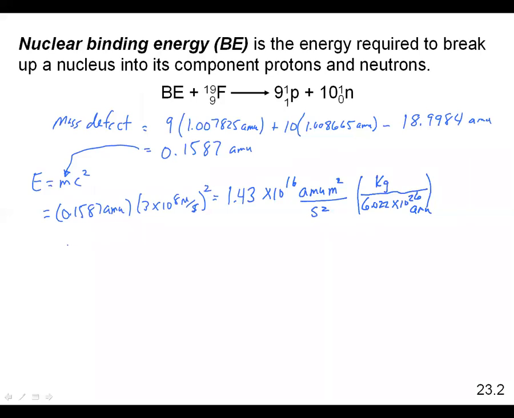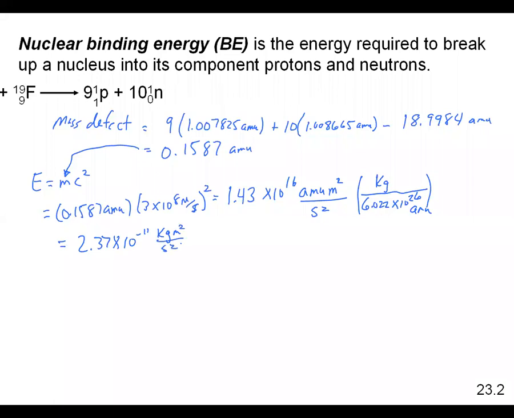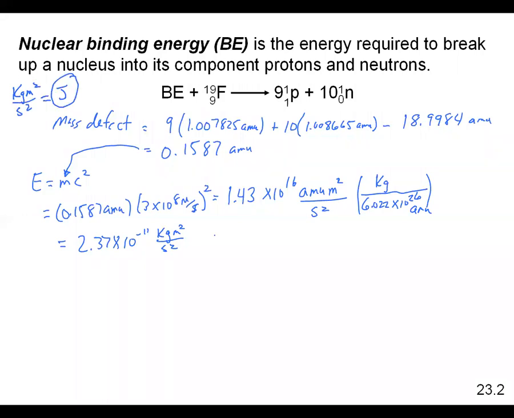And if we do that, we will end up with 2.37 times 10 to the minus 11. The units now would be kilograms meters squared per second squared. And perhaps you recognize those units: a kilogram meter squared per second squared is the same as a joule. So that's why we have to do that conversion, where we use Avogadro's number. And that gives us 2.37 times 10 to the minus 11 joules.